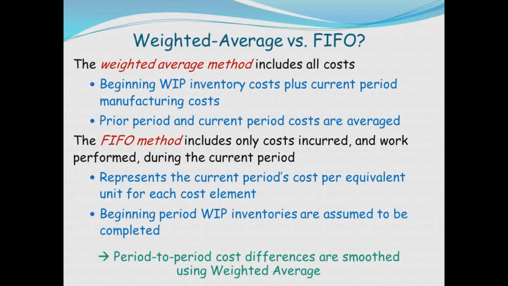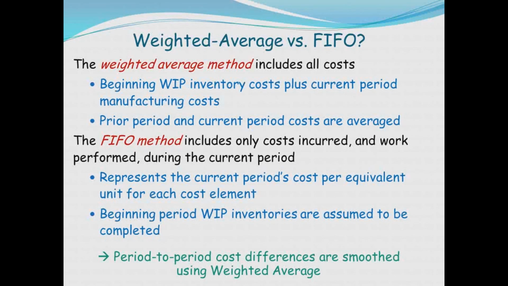Might be okay because your processes are approximately the same from month to month. Winemaking may be a good example of that. But if you're a business that relies on fuel as a direct material, oil prices fluctuate dramatically, it's not as good to have this weighted average because you're not really getting the costs from one period to the next.